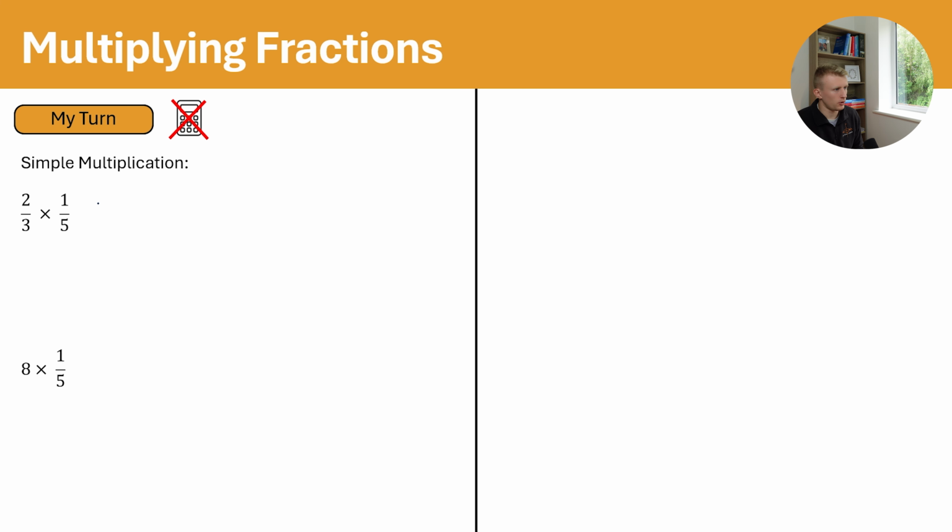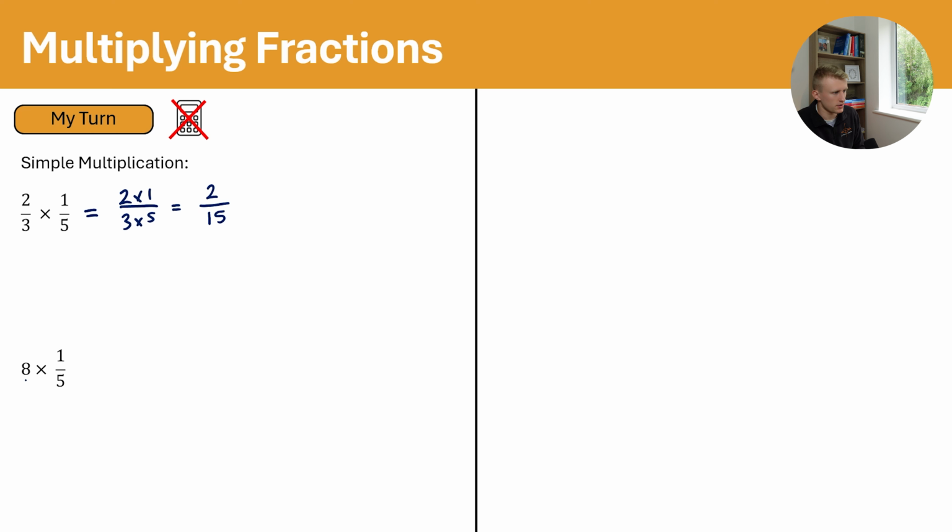So let's look at simple multiplication just to start with, and when we're multiplying two fractions, we want to multiply our numerators, so I'll do 2 multiplied by 1, and I want to multiply my denominators, so I'll do 3 multiplied by 5. 2 multiplied by 1 is 2, and 3 multiplied by 5 is 15. That's my answer. We then look at 8 multiplied by 1/5.